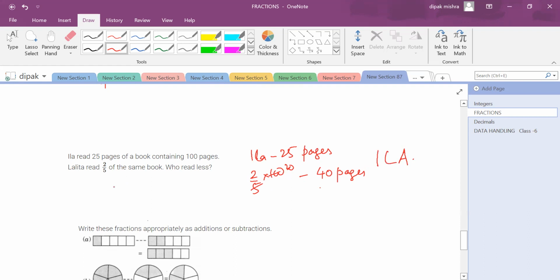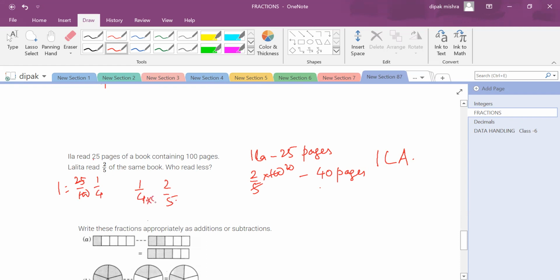We can say this, or else we can compare the fractions as well. So 25 over 100 is the fraction Ella read. So it is 1 over 4. Now 1 over 4 compares with 2 over 5. You have to compare this, right? You make the denominator the same by taking the LCM. What is the LCM of 4 and 5?